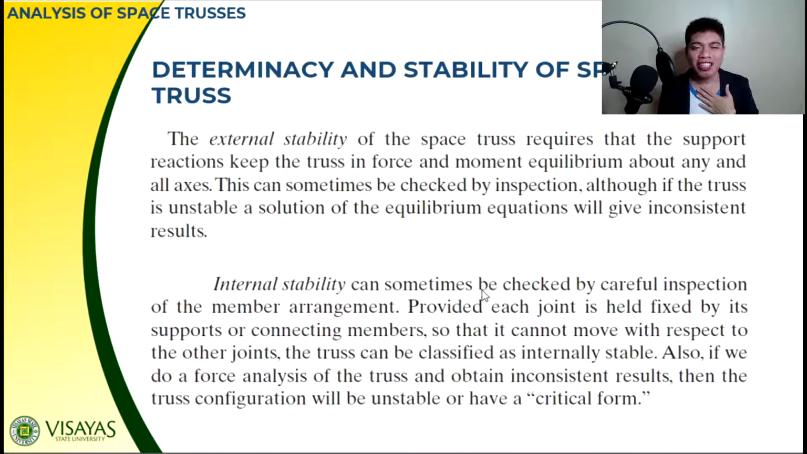Internal stability can sometimes be checked by careful inspection of the member arrangement, provided each joint is held fixed by its supports or connecting members so that it cannot move with respect to the other joints. That truss can be classified as internally stable. So by inspection, makikita mo na hindi siya gagalaw at any direction yung mga joints, then that is internally stable. Also, if we do a force analysis of the truss and obtain inconsistent results, then the truss configuration will be unstable or have a critical form. So, ganun din yun, guys.